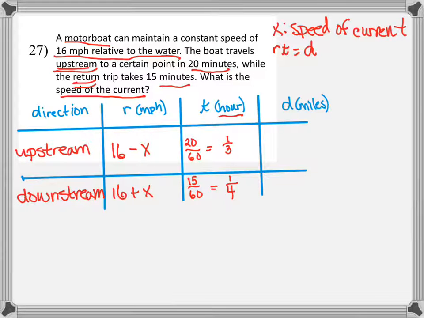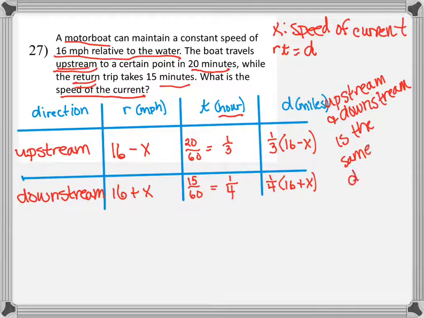Now, you may remember from physics that rate times time equals distance, and that's what we will use in order to get our distance values. So for upstream, we'll have 1/3 times 16 minus x, and for downstream, we'll have 1/4 times 16 plus x. Now the motorboat is going upstream to a certain point and then returning, so the distance will be the same.